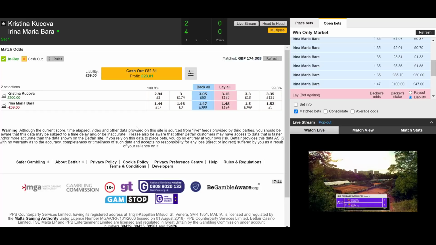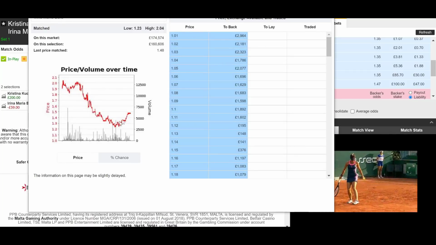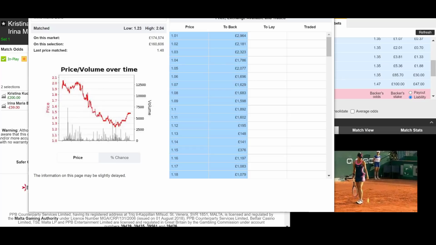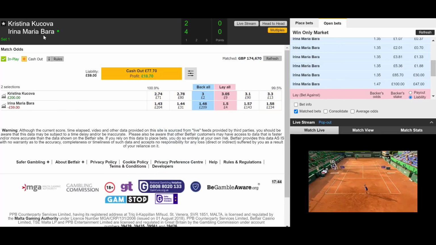So we were in a bit of a hole, but now it's turned around just with the natural volatility and ebb and flow of that first set. So you can see a bit of a recovery there, but we still want the original plan, right? We still want Kukova to level it and get back even in this first set for us to take the profit that we're looking for.